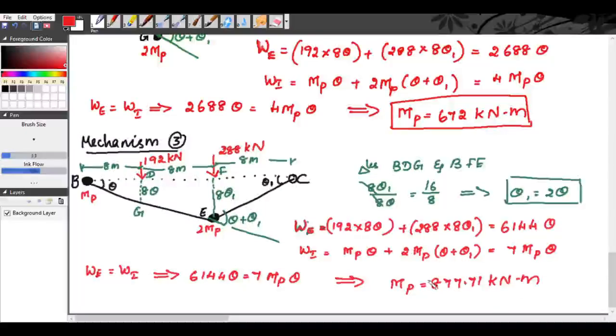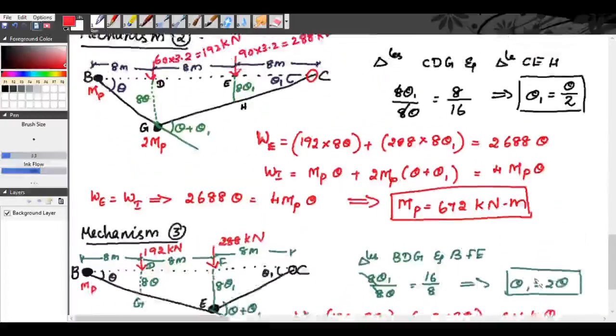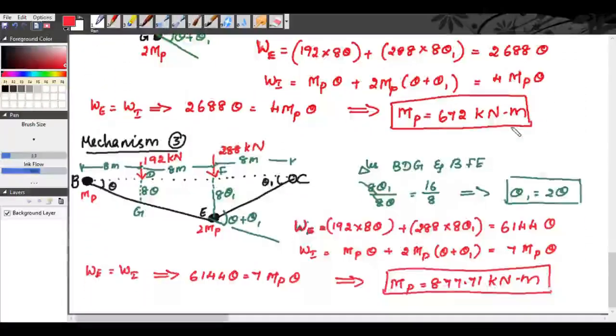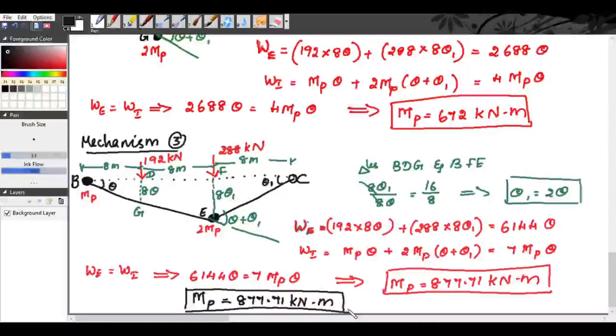877.71 kilonewton meter. So you compare all the plastic moments. First mechanism, our plastic moment is 144 kilonewton meter. Second mechanism, our plastic moment is 672 kilonewton meter. And the third mechanism, the plastic moment is 877.71 kilonewton meter. So you have to take the greatest value, which means our plastic moment for this problem is 877.71 kilonewton meter. So compare all the three mechanisms. Whichever is greater, you have to take that value.